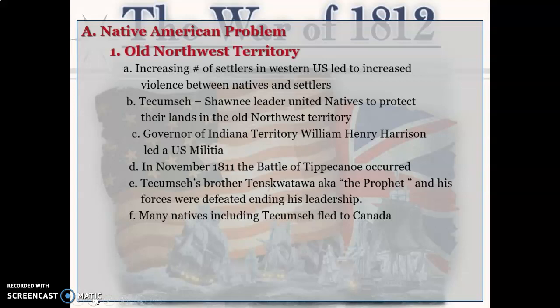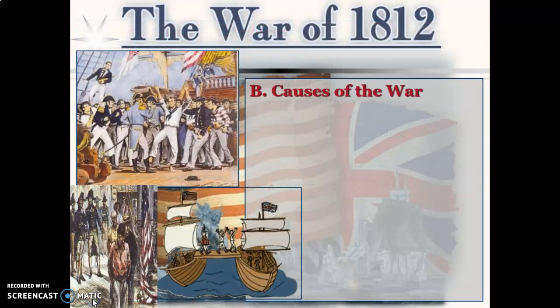Later on, in November of 1811, the Battle of Tippecanoe occurred, and as you see, Tecumseh's brother, the Prophet, and his forces were defeated, ending his leadership of the Western Confederacy. Many natives, including Tecumseh, will flee to Canada for safety. Unfortunately for Tecumseh, he is going to be killed later on in the War of 1812 in Canada. I believe it was in 1813, somewhere along in there.